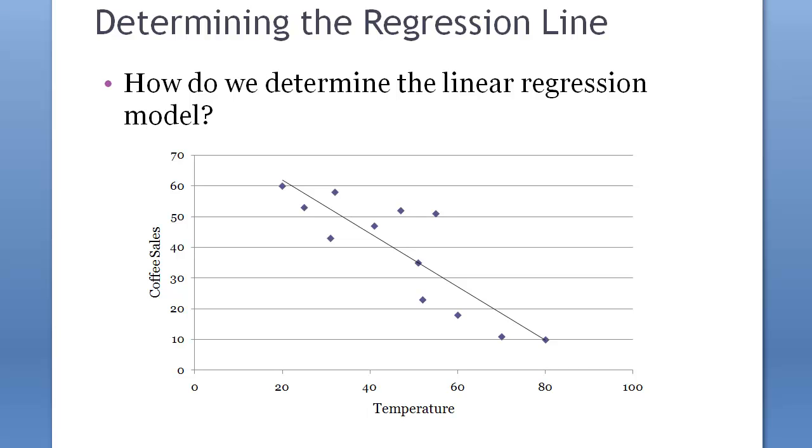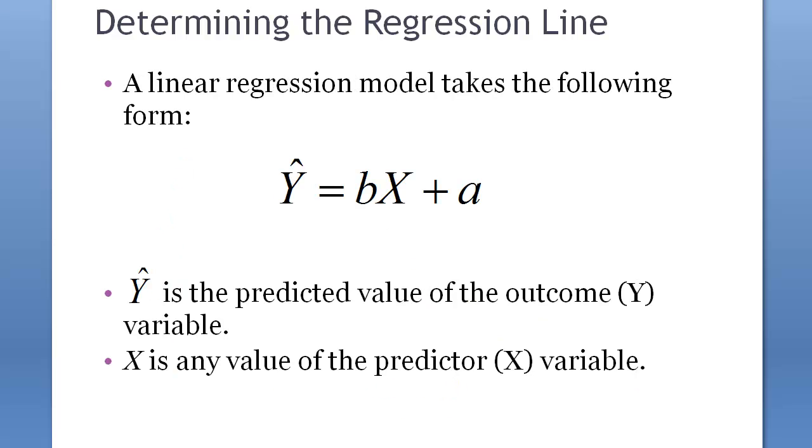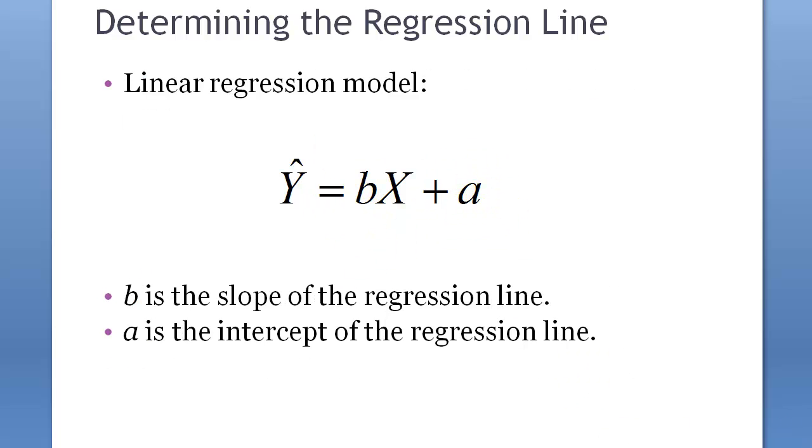How do we determine that exactly? How do you do that? This is a model. Unlike math, we're using kind of confusing letters here, switching things around: y equals bx plus a, where b is the slope, and a is the intercept.